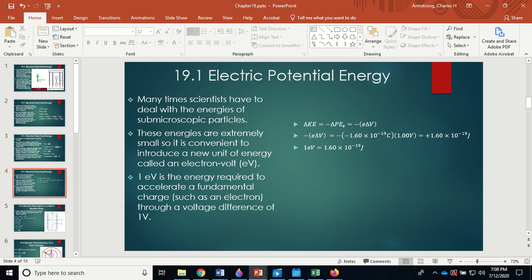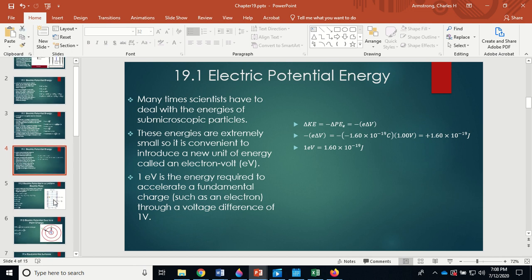So the point is, how much energy does it take in joules to accelerate an electron, for example, through 1 volt? How much energy is required? And it would be 1.6 times 10 to the minus 19 joules. But if you don't want to keep writing 1.6 times 10 to the minus 19 joules, just call it 1 electron volt. 1 electron volt is equal to 1.6 times 10 to the minus 19 joules.